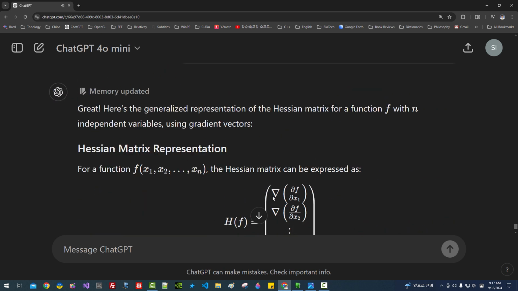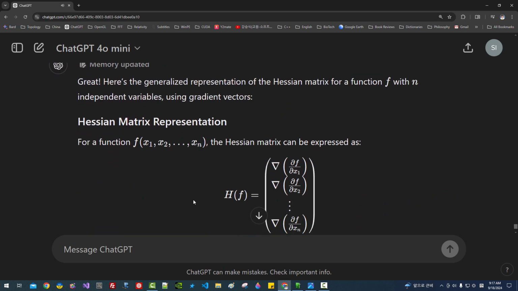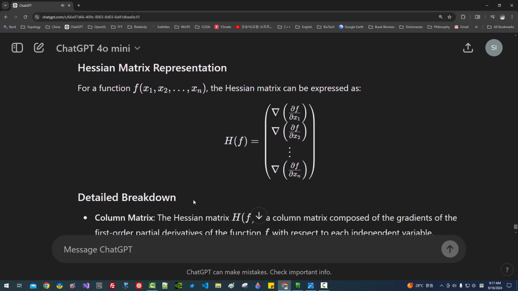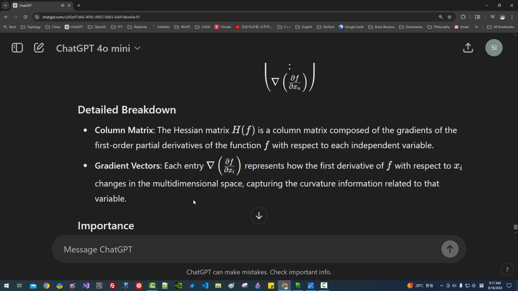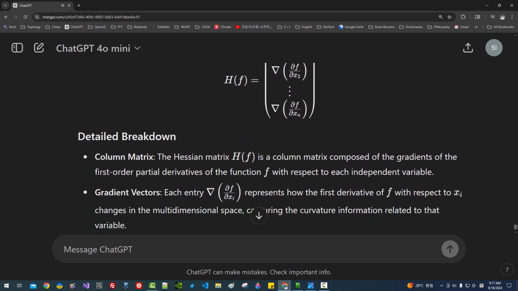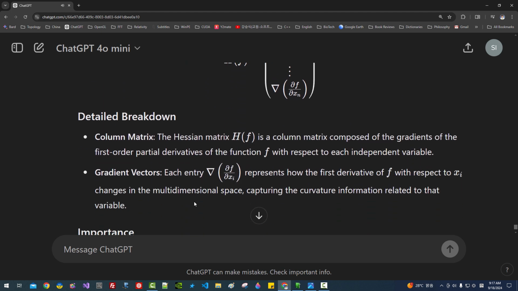Great! Here's the generalized representation of the Hessian matrix for a function f with n independent variables using gradient vectors. Hessian matrix representation. For a function f of x1, x2, xn, the Hessian matrix can be expressed as Hf equals begin pmatrix nabla (partial f over partial x1), nabla (partial f over partial x2), dots, nabla (partial f over partial xn) end pmatrix. Column matrix. The Hessian matrix is a column matrix composed of the gradients of the first-order partial derivatives of the function f with respect to each independent variable.